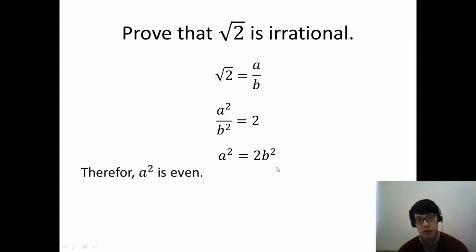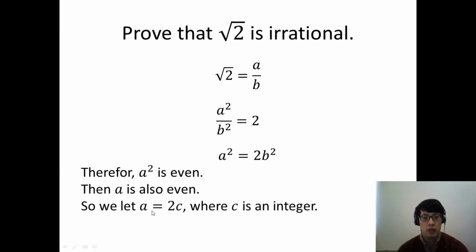Now think about it. If a squared is even, can a be odd? The answer is no, because if a is odd, an odd number multiplied by another odd number will still be an odd number. So a is also even. Then we let a equal 2 times c, because a is an even number, so it has the factor 2 and another factor c. This is not important, because we just need to know that a is even and c is also an integer.